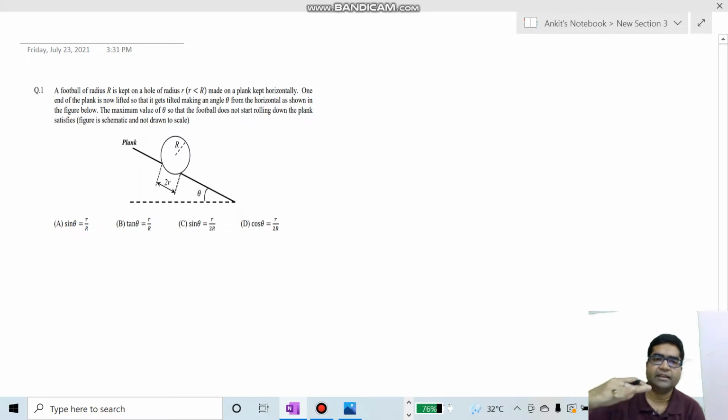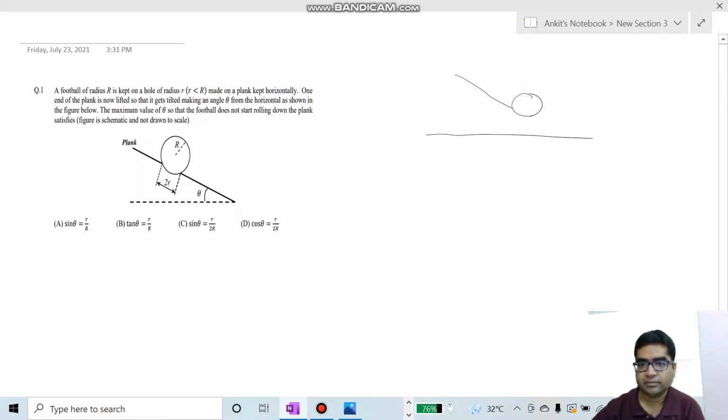Now one end of the plank was initially like this, now it is being tilted from the horizontal, making an angle theta with the horizontal. The maximum value of theta, so that the football does not start rolling down the plank, satisfies. So it is asking the maximum value of theta for which the football does not start rolling down the plank. Okay, so here is our horizontal base and this is our plank. This is making an angle of theta with the horizontal.